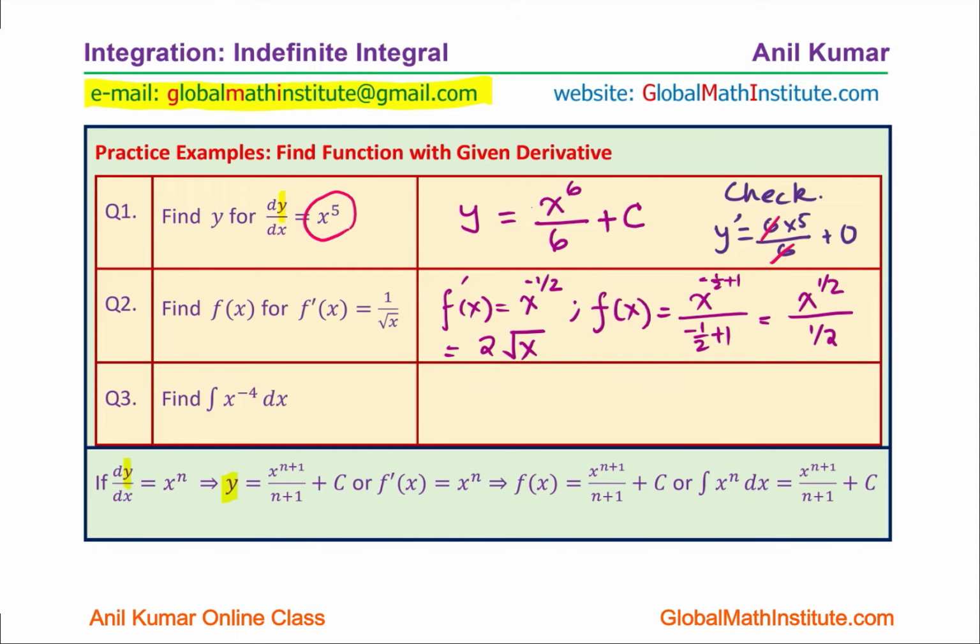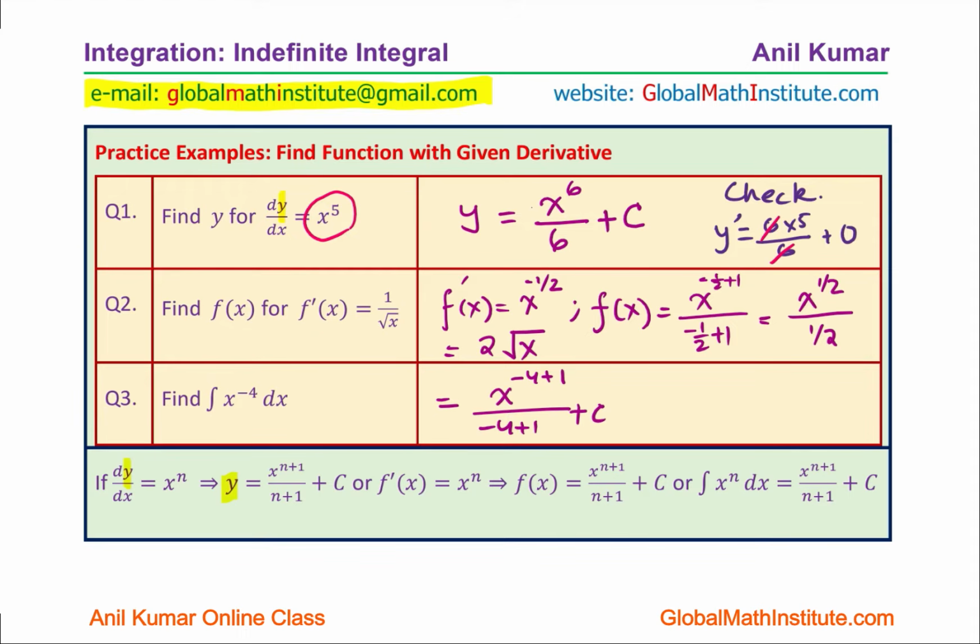Okay, the last one here. But there are many more to go. Okay, so there are 10 questions in this particular video which we are going to discuss. Question number 3 here is that the integral x to the power of minus 4 dx, you have to calculate this. Well, this integral should be equal to what? X to the power of minus 4 plus 1, correct? Divided by minus 4 plus 1 plus c, right?